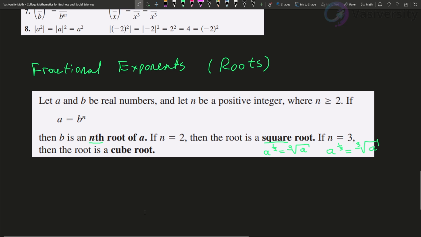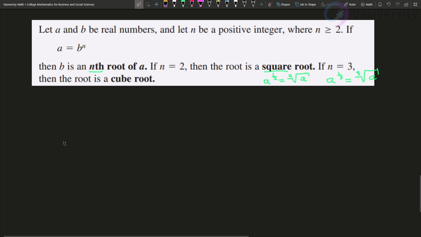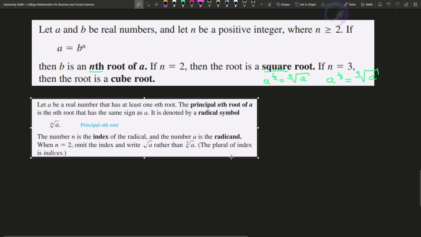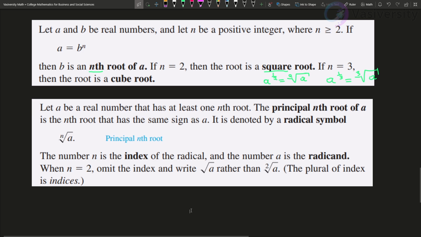Okay, and one of the very important roots that we might have in algebra is called the principal root. And the principal root is a very special property of a square root, and not only square root, but one of them is. So let a be a real number that has at least one nth root. The principal nth root of a is the nth root that has the same sign as a, and that is denoted by a radical symbol.